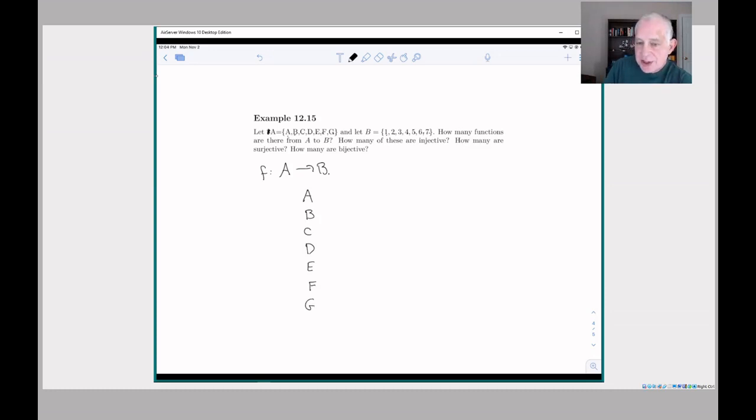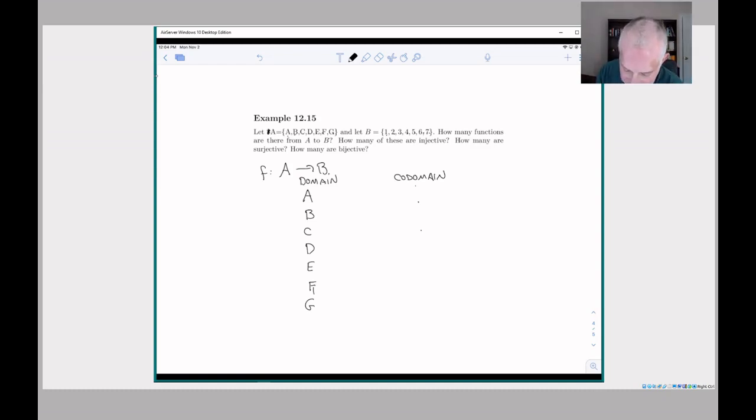So to make a function that starts on this, here's the domain, we have to say, what is the value of the function for each of these 7 points? In other words, we are allowed to put any number from the codomain into each of these slots, and we will get a function. Because the thing that could trip us up is if we gave two different values to A, but we're not going to allow that. We're just going to pick one value here, one value here, one value here, and so forth.